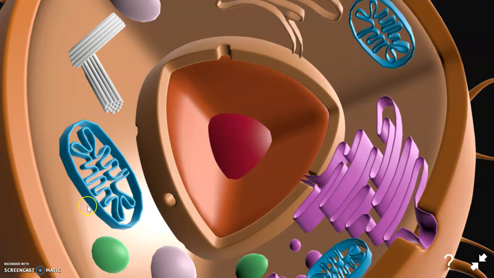So we are actually going to be creating our own models, and I highly encourage you to use jello, but we'll talk about that more. So those are the 5 main organelles that are found in both plant and animal, their structure and their function.